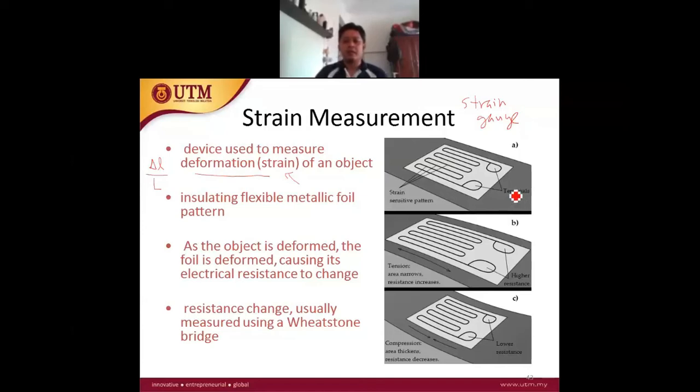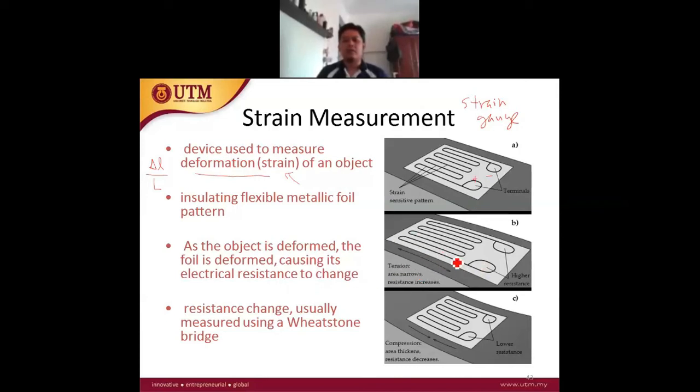And then this device has a terminal. This terminal we connect to a circuit, and this strain gauge we attach on the surface of the object where we want to measure the mechanical strain or the deformation. So the principle is that as the object is deformed, it causes the foil to deform. The foil is basically a piece of conductor, which has an electrical characteristic, the resistance.